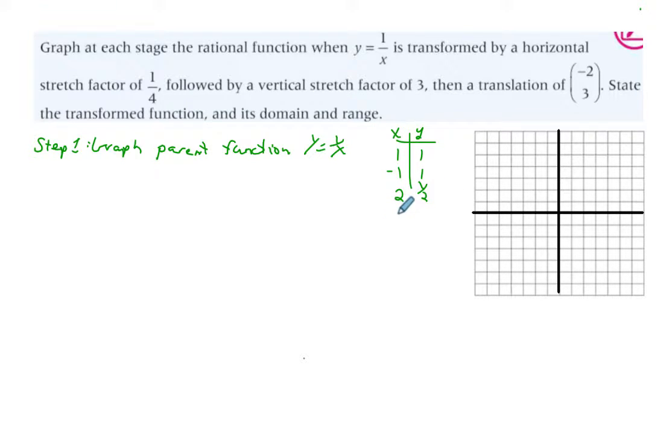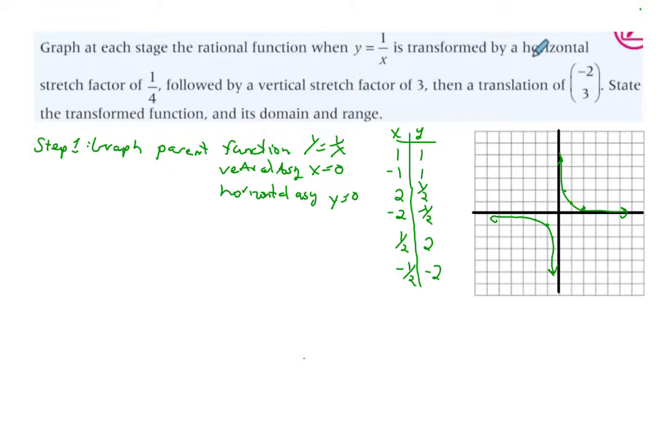So our parent function is the graph 1 over x. So here's some key values of the function 1 over x. So we know what our parent function looks like, or the very basic rational function. So we have two little pieces. We have a vertical asymptote at x equals 0 and a horizontal asymptote at y equals 0.